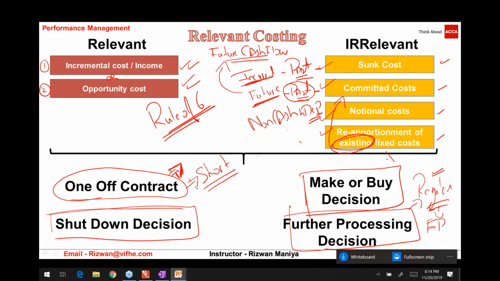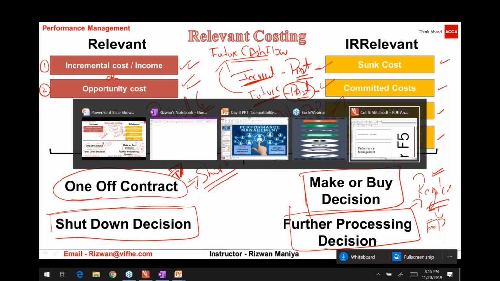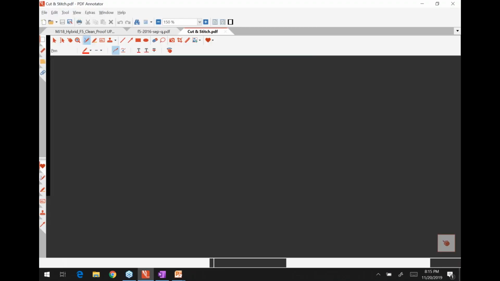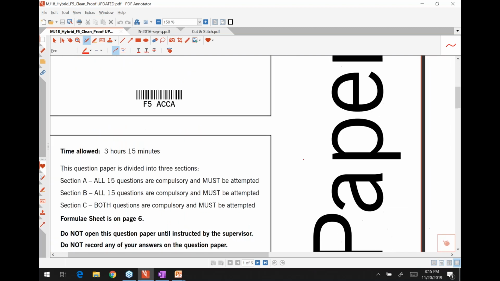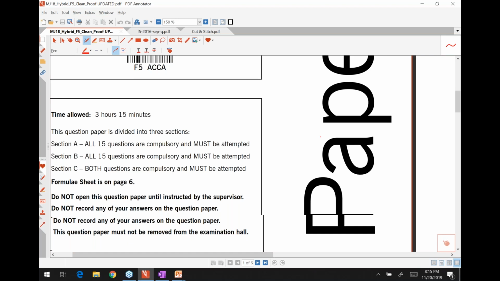And the rule of 6, I would say, is the king here. If anyone remembers the rule of 6, they can handle relevant costing. Whatever decision making comes in the paper, whether it's a one off contract, a shutdown decision, a make or buy decision, a further processing decision, or even something else, you can take the decision very easily. So let's now use this rule of 6 and move towards our first examination question, a very latest examination question, a very good one that has been tested in a recent examination as well.